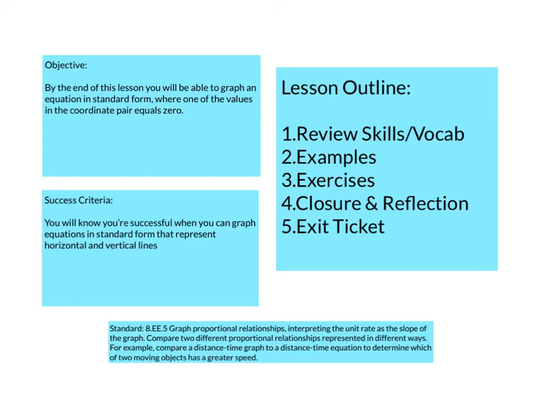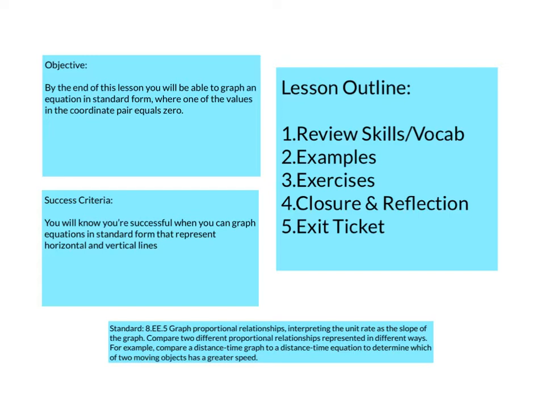All right, we skipped lesson 13. I've kind of combined it with this lesson. So this lesson is lesson 12. By the end of this lesson, you'll be able to graph an equation in standard form where one of the values in the coordinate plane pair equals 0, and you'll know you're successful when you can graph equations in standard form that represent horizontal and vertical lines.